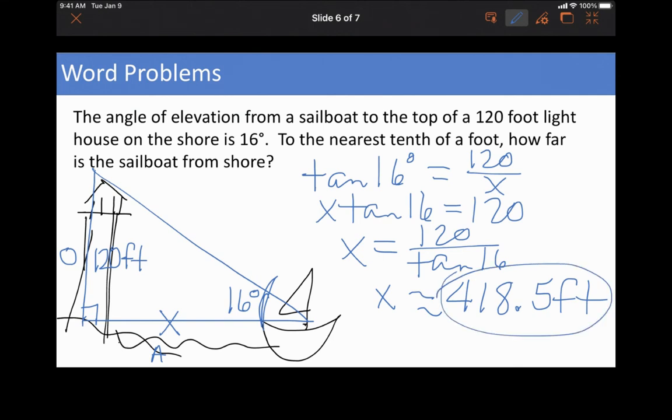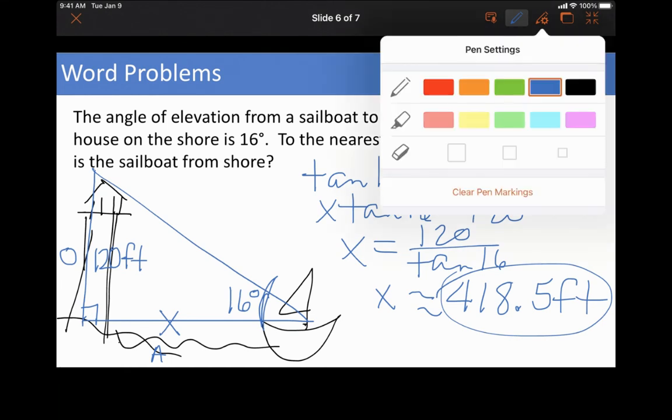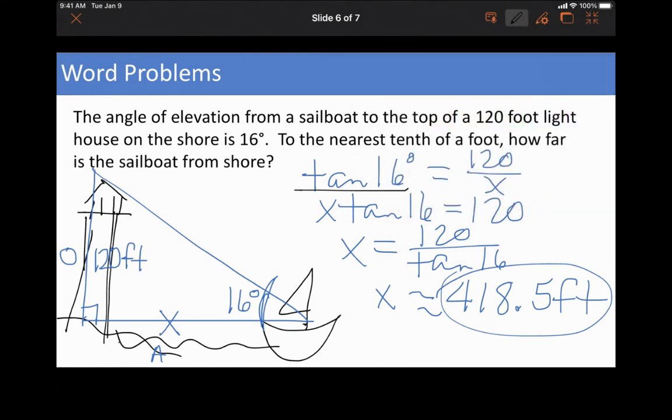Again, draw a picture, label it, know which trig function and ratio you're going to be using. Now, not all problems you're going to use tangent, and there may be some problems where you actually find the angle. So really drawing the problem accurately is important.